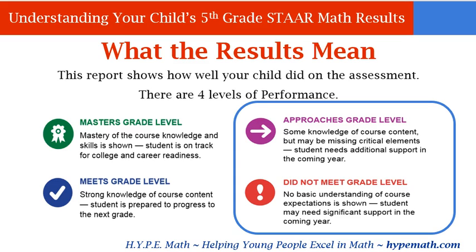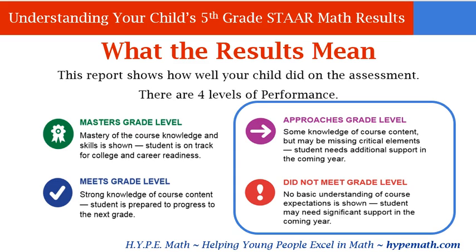There are 4 levels of performance. They are the following. Masters grade level. This means that your student has a mastery of the course knowledge and skills and is on track for college and career readiness. Meets grade level. This means your kiddo has a strong knowledge of the course content and is prepared to progress to the next grade. The next 2 are the levels of performance that parents should take special attention to.